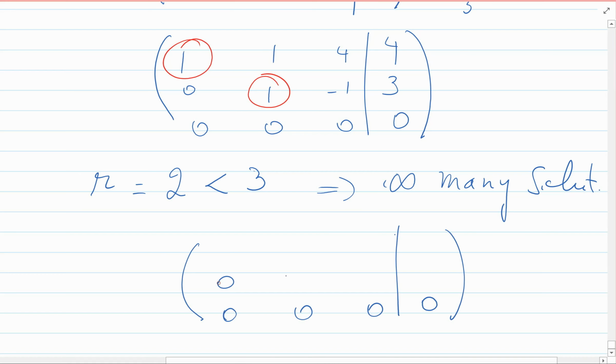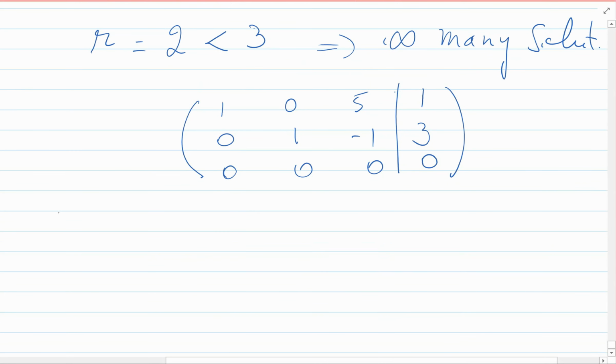So 0, 1, minus 1, 3, and let's eliminate the entry above a leading term. So we're going to take L1 minus L2. So 1 minus 0, 1 minus 1, 0, 4 minus 1, 5, 4 minus 3, 1. Now what is the new system? This is the reduced echelon form.